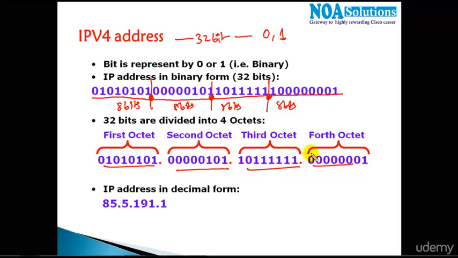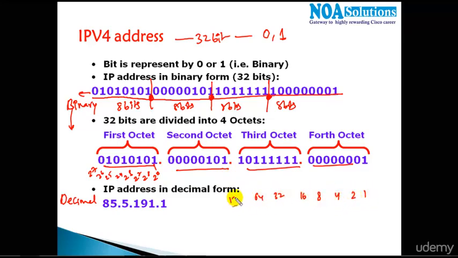But the problem here is that the IPv4 address is in binary format, which is very difficult for us to identify and write down. So to simplify that, for easy understanding, the binary format is converted into decimal format. How do we convert it? We write 2 power 0, 2 power 1, 2 power 2, up to 2 power 7, which is 1, 2, 4, 8, 16, 32, 64, and 128.